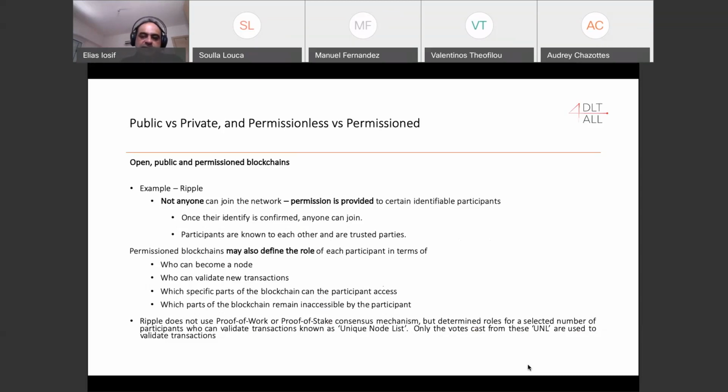I think Ripple is another excellent example of permission blockchains. And of course, Ripple comes with a native token, XRP.